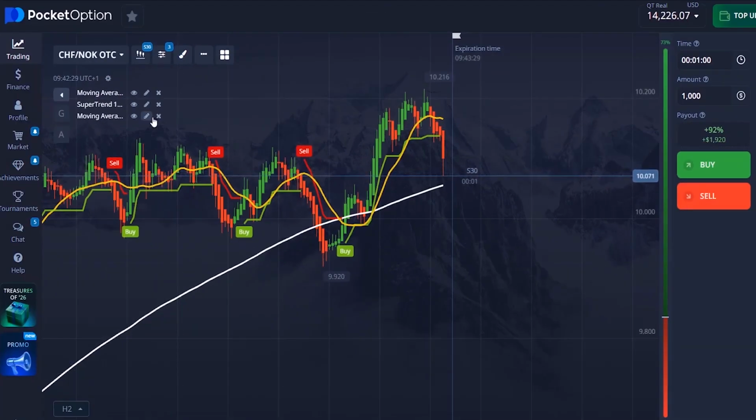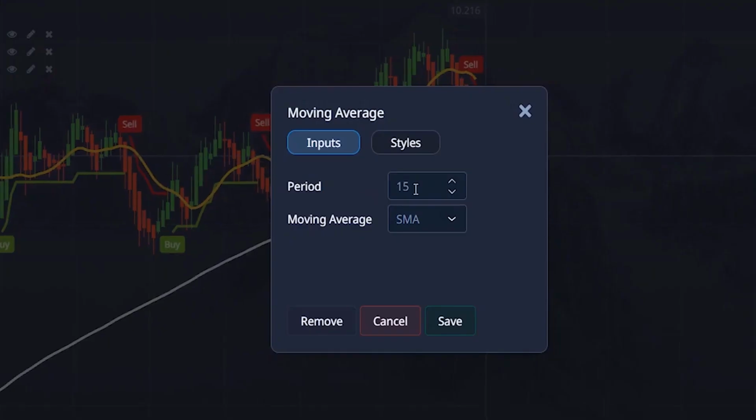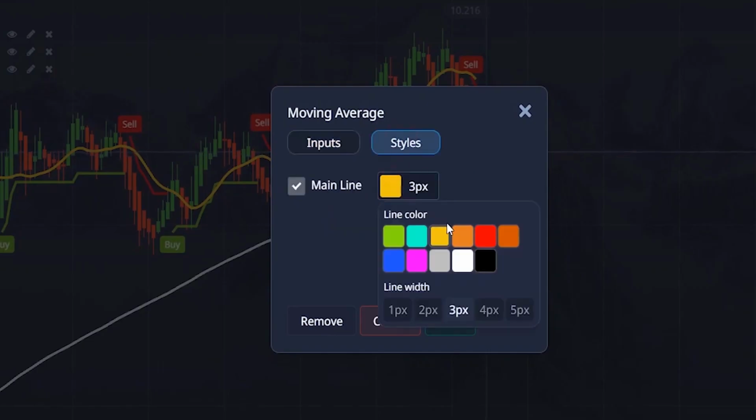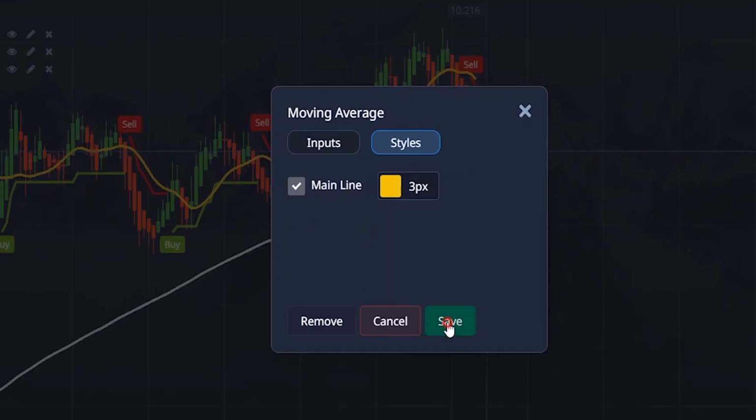My second moving average line comes with the settings of a period of 15, moving average SMA. Right here on the style level at the main line, I'm going to be using a yellow color and I'll set it on 3 pixels. So when I'm done, I'll click on save.